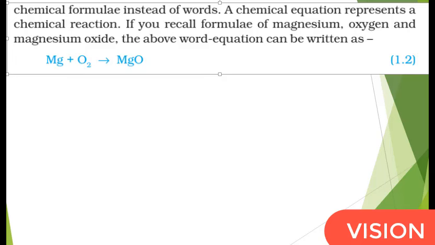Here this is Mg plus O2. This is the LHS, the left hand side. MgO is the right hand side. Normally the right hand side represents the products and the left hand side represents the reactants. Magnesium and oxygen are the reactants, and MgO is the product. The word equation we saw previously can be represented like this chemical formula equation.